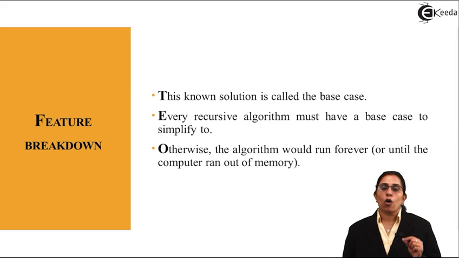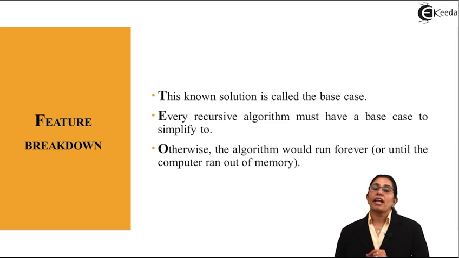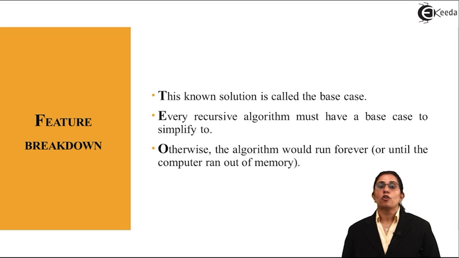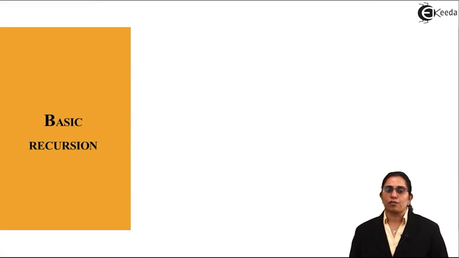Otherwise, the algorithm will run forever. That is, it will never come out of the loop and it will become an infinite loop. So there has to be a base case at which my algorithm will stop and terminate. Now what is a base case in recursion?